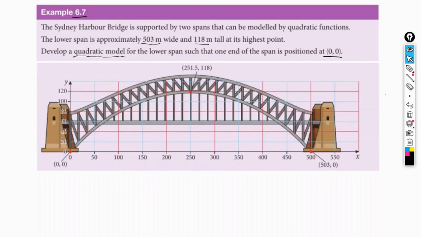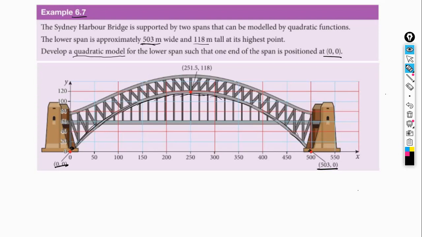So this is what the situation would be. This is the lower span right here, and as you can see, it has a sort of U shape. So we can use a quadratic function to model this span. And notice that one end is at (0, 0), which would be right here, and the other end would be at (503, 0). Why 503? Because that is the width of the lower span.